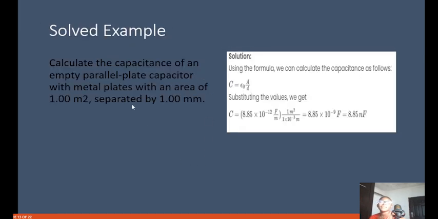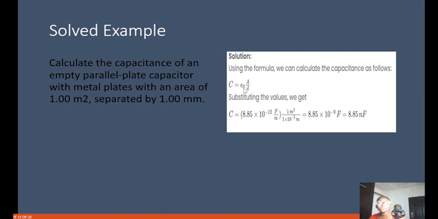So this is an example. We want to solve this question. Calculate the capacitance of an empty parallel plate capacitor with metal plates with an area of 1 meter square separated by 1 millimeter. We have to convert this to meters, and that is 1 times 10 power minus 3. So having this formula now, can we get our answer?